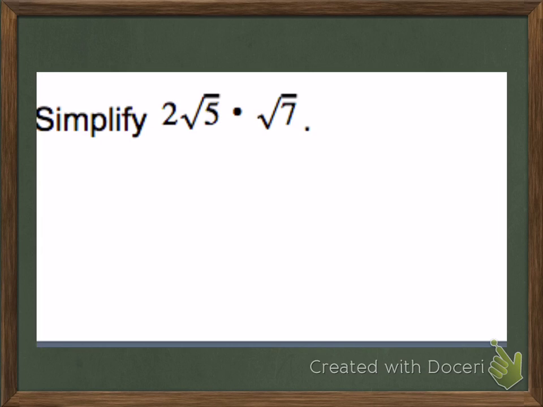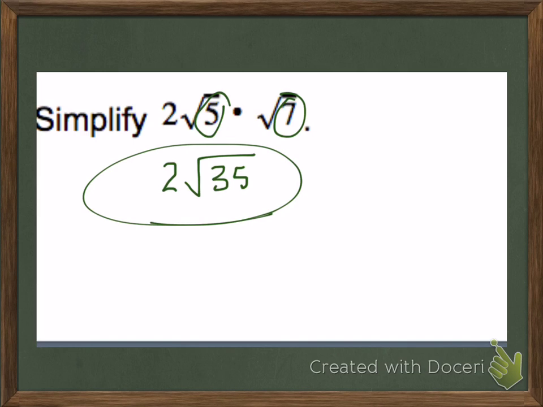For the next one, I've got this 2 root 5 times the square root of 7, and that gives me 2 root 35, and 35's building blocks are 5 and 7, so there's no pairing up there, there's no perfect squares there, and so that is the simplified answer. Sometimes there's not a lot to do.